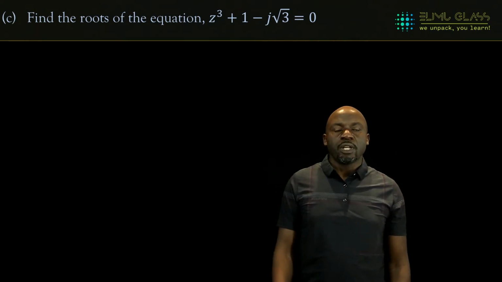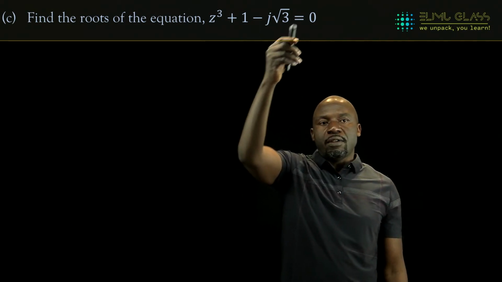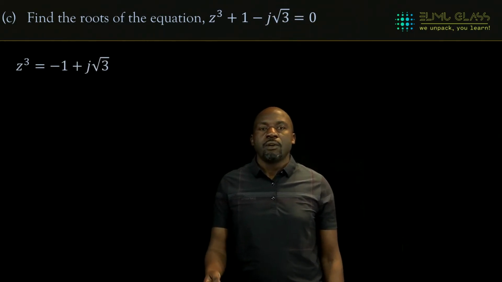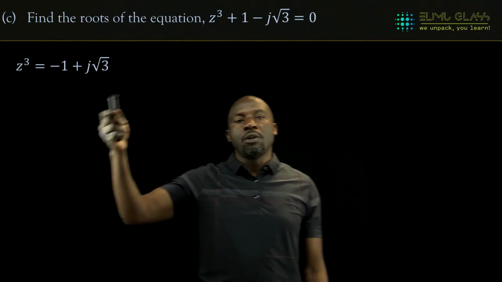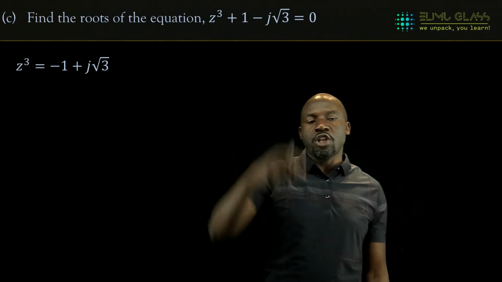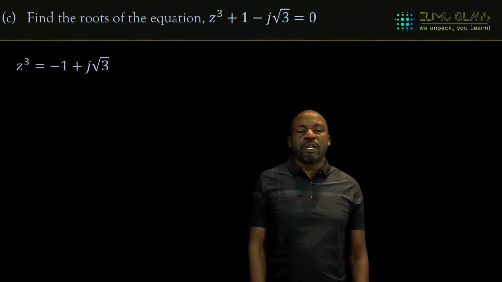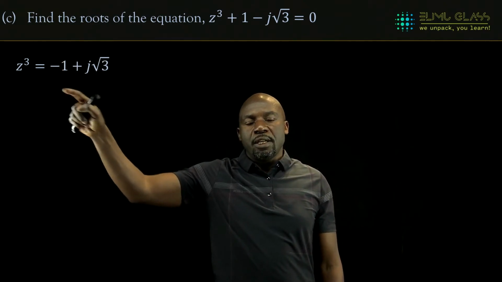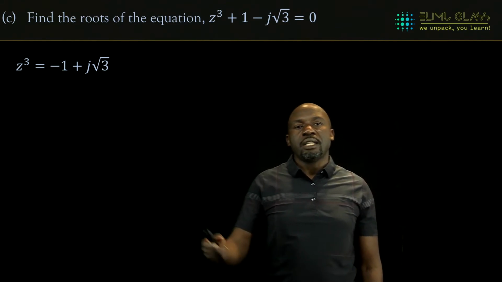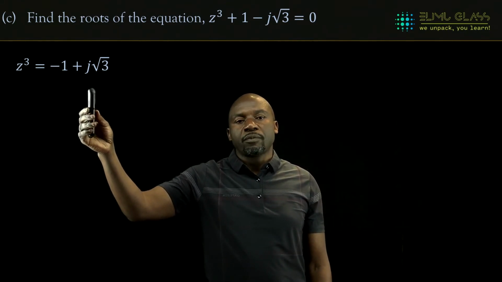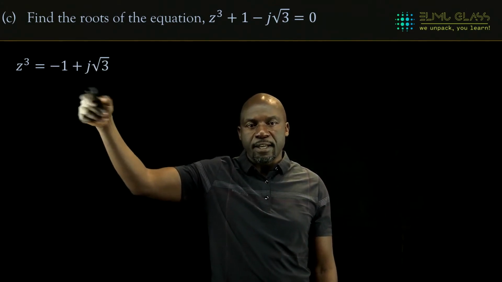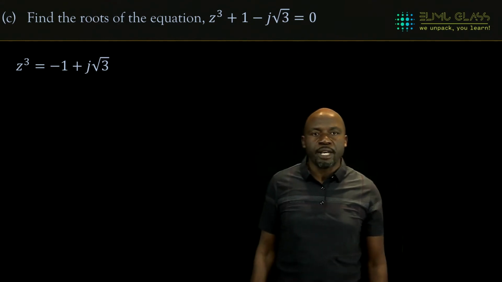To answer this question, we need to move the constant part to the right. So let's start. We make z to the power 3 equal to, this goes to the other side and becomes negative 1. This becomes positive j root 3, like that. The next thing we want to do is to convert this into polar form. All right. To convert it into polar form, we need to find the modulus of the right-hand side, the modulus of this complex right-hand side, and we also need to find its argument.